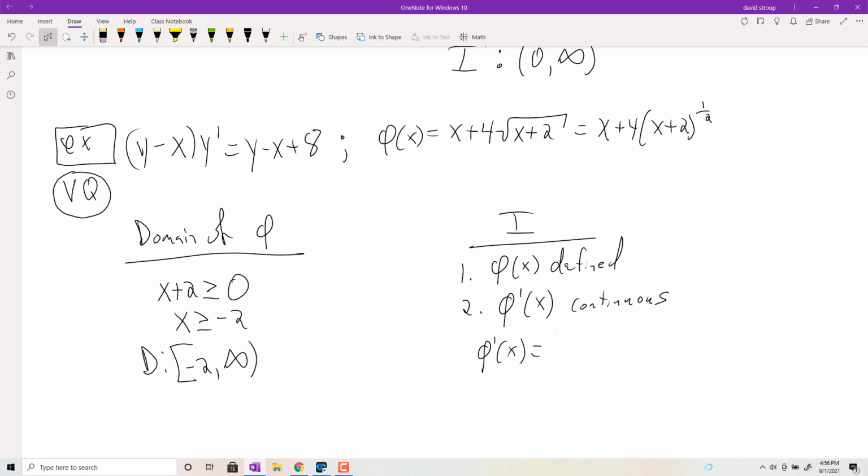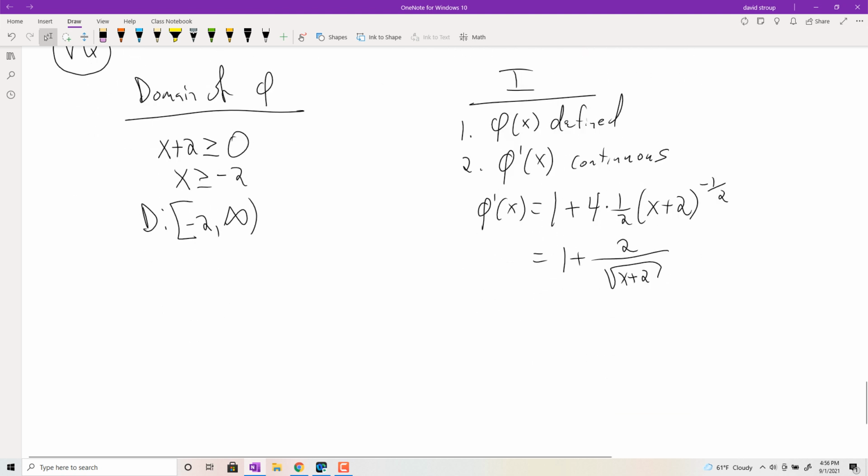First, the derivative of x is 1 plus 4. Bring down the 1/2 exponent, and then you have x plus 2 to the -1/2. Rewrite that as 1 plus 2 all over the square root of x plus 2. And now you kind of just ask, where is this thing continuous? And you see there's an issue, right? There's an issue now because you can't have this denominator equaling 0.